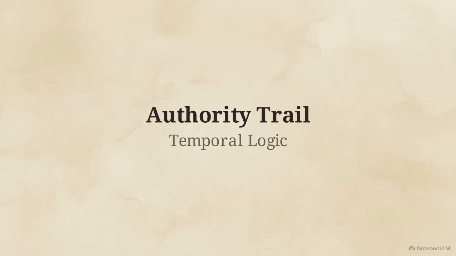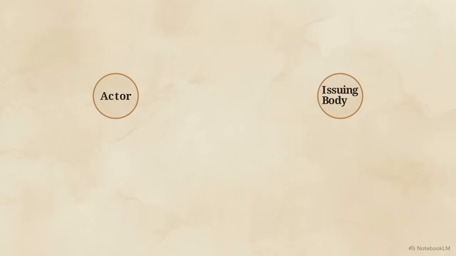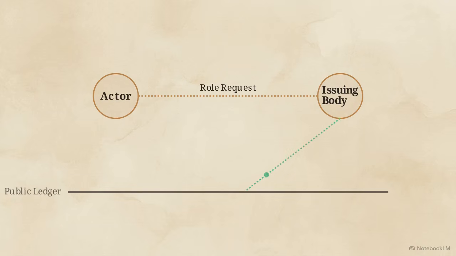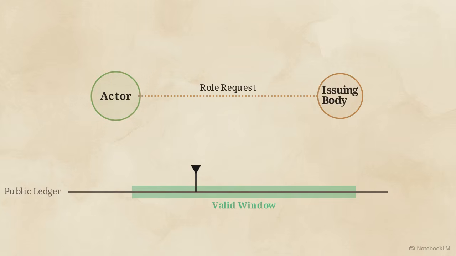Here is how that digital permission actually moves through time. Step 1 is the request. An actor pings the network, requesting a specific role from an issuing body. Step 2, approval. The authority grants the credential and opens an immutable time window directly on the public ledger. Step 3 is the action. The actor performs their job. Simultaneously, the ledger stamps their active permitted status into the record at that exact millisecond.